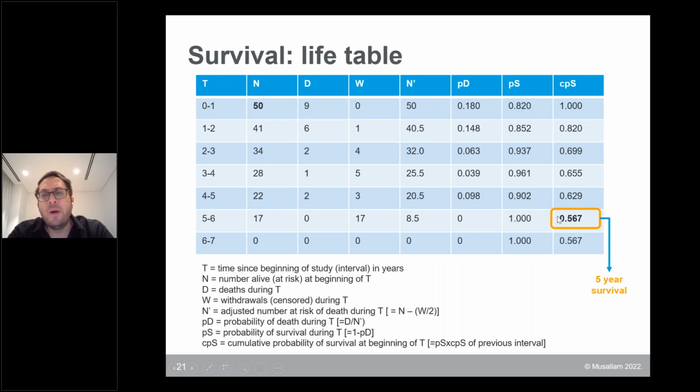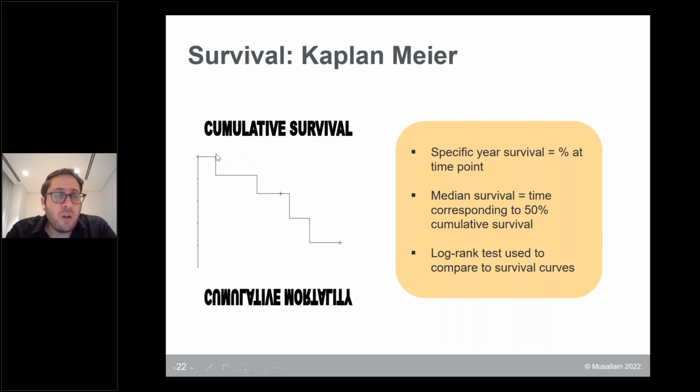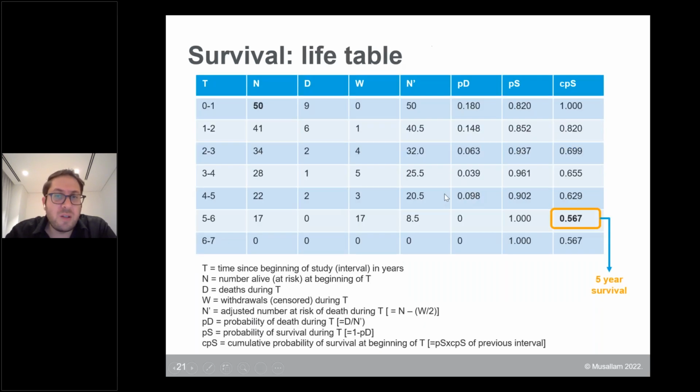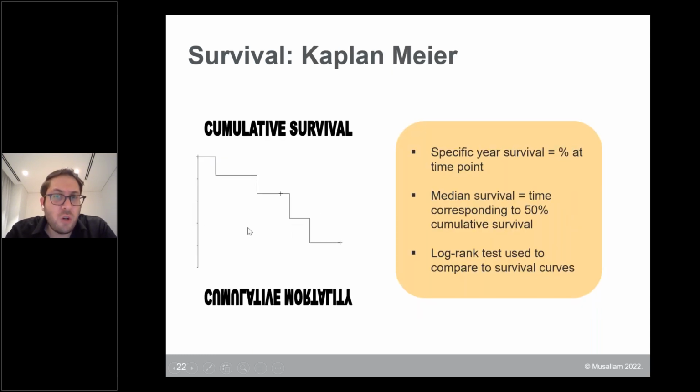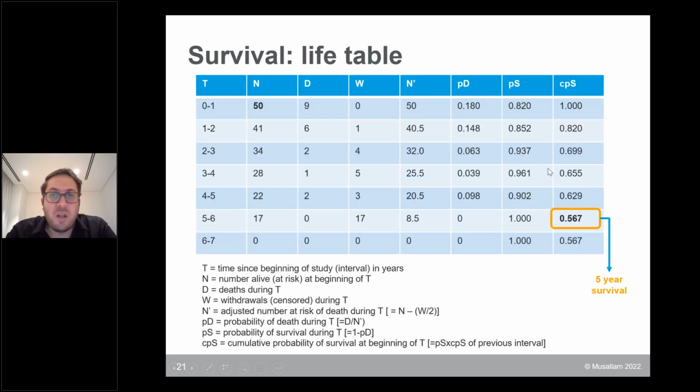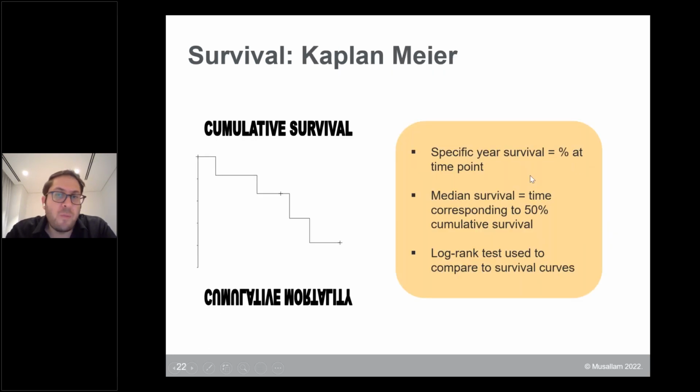If I want to know what the 5-year survival is in this life table, I simply look at the period that starts with a 5 and take this number. So the 5-year survival is 56.7% or 0.567. On the cumulative survival curve, you go to that year, year 5 here, and go up to see the percentage. This line is giving you these numbers, the cumulative probability of survival.